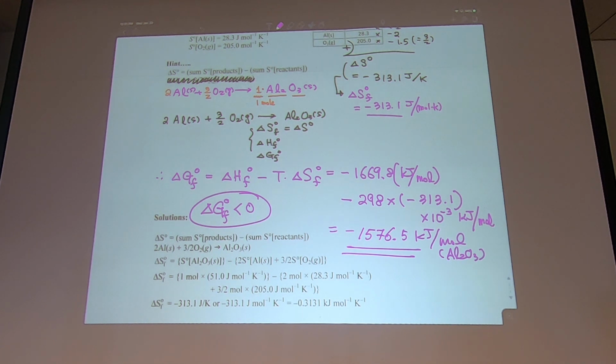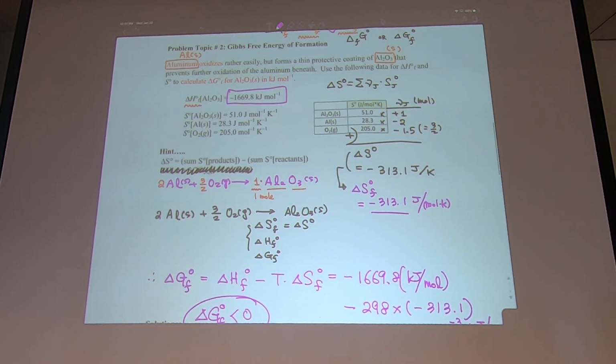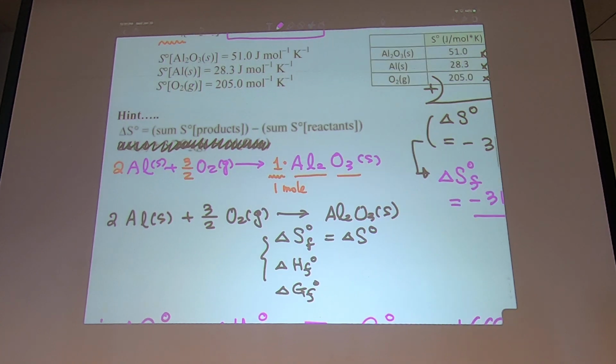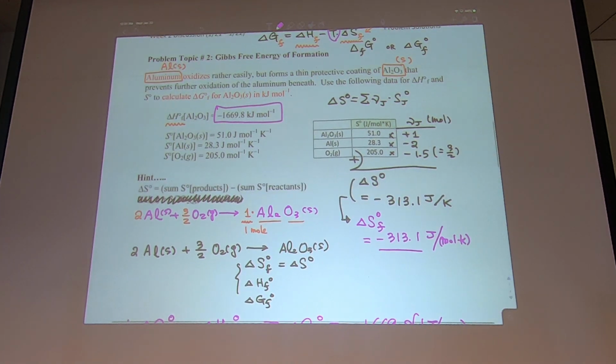So this reaction is spontaneous. It happens really fast. And if you look at this reaction, I didn't read it through, but if you have a bar of aluminum, it forms a thin protective oxide layer coating as soon as it is in contact with oxygen, which is in the air. Air is abundant with oxygen.